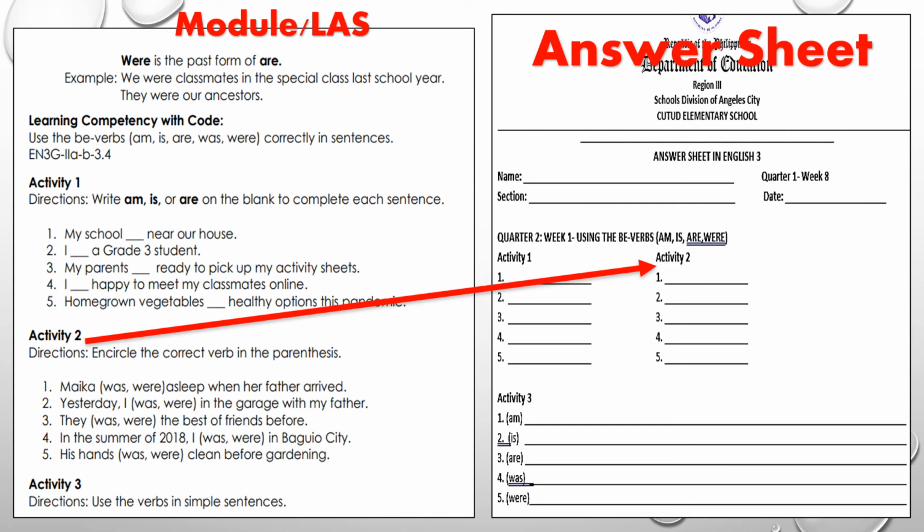Yesterday, I was, where, in the garage with my father. Again, yesterday, I was, where, in the garage with my father. So write the correct answer in number 2 and then move on with number 3, 4, and 5, so that you can accomplish activity number 2. Okay? You can pause the video so that you can answer number 2 to 5 of your activity number 2 in your answer sheet.